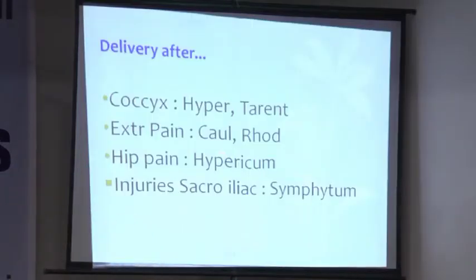Similarly, if the pain is in the extremities, the remedies are caulophyllum and rhododendron. Extremities pain after delivery. Then pain in the hip after delivery, the remedy again is hypericum. After the delivery, because that may result in some injury to the sacroiliac region, the remedy is again hypericum. You got the point?